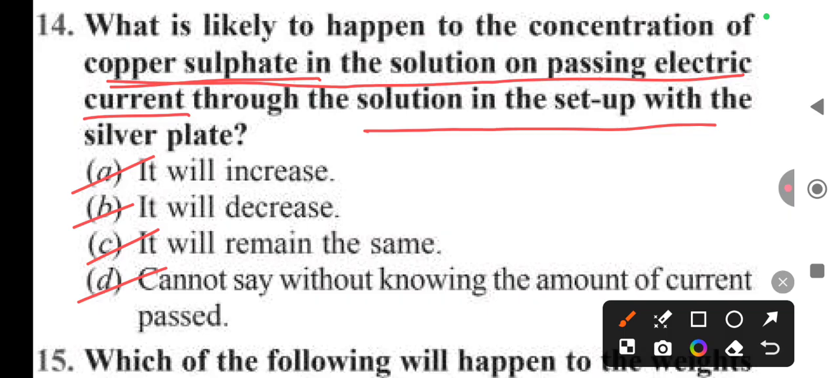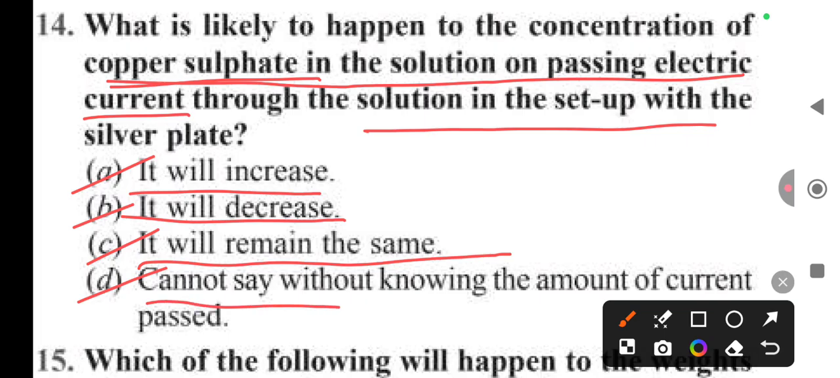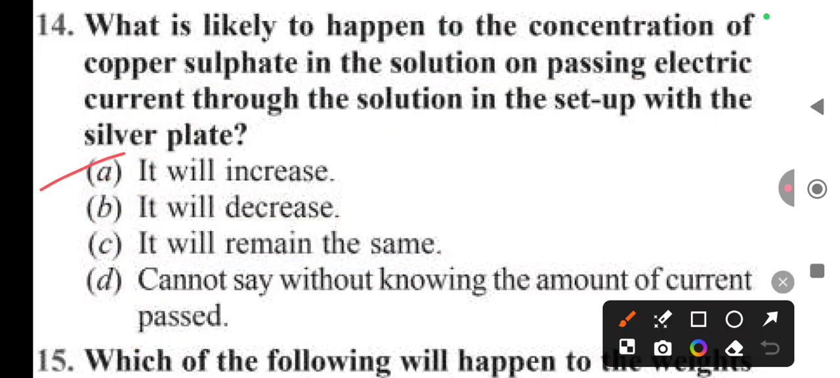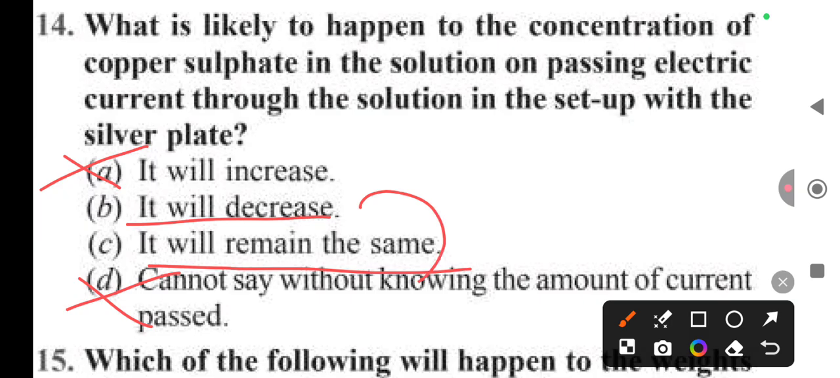It will increase: wrong. It will decrease: it can be. It will remain the same: it can be. Cannot say without knowing the amount of current passed: it is wrong. So two options are correct; definitely wrong are A and D. It will decrease, it will remain the same: out of these two, one option can be correct.